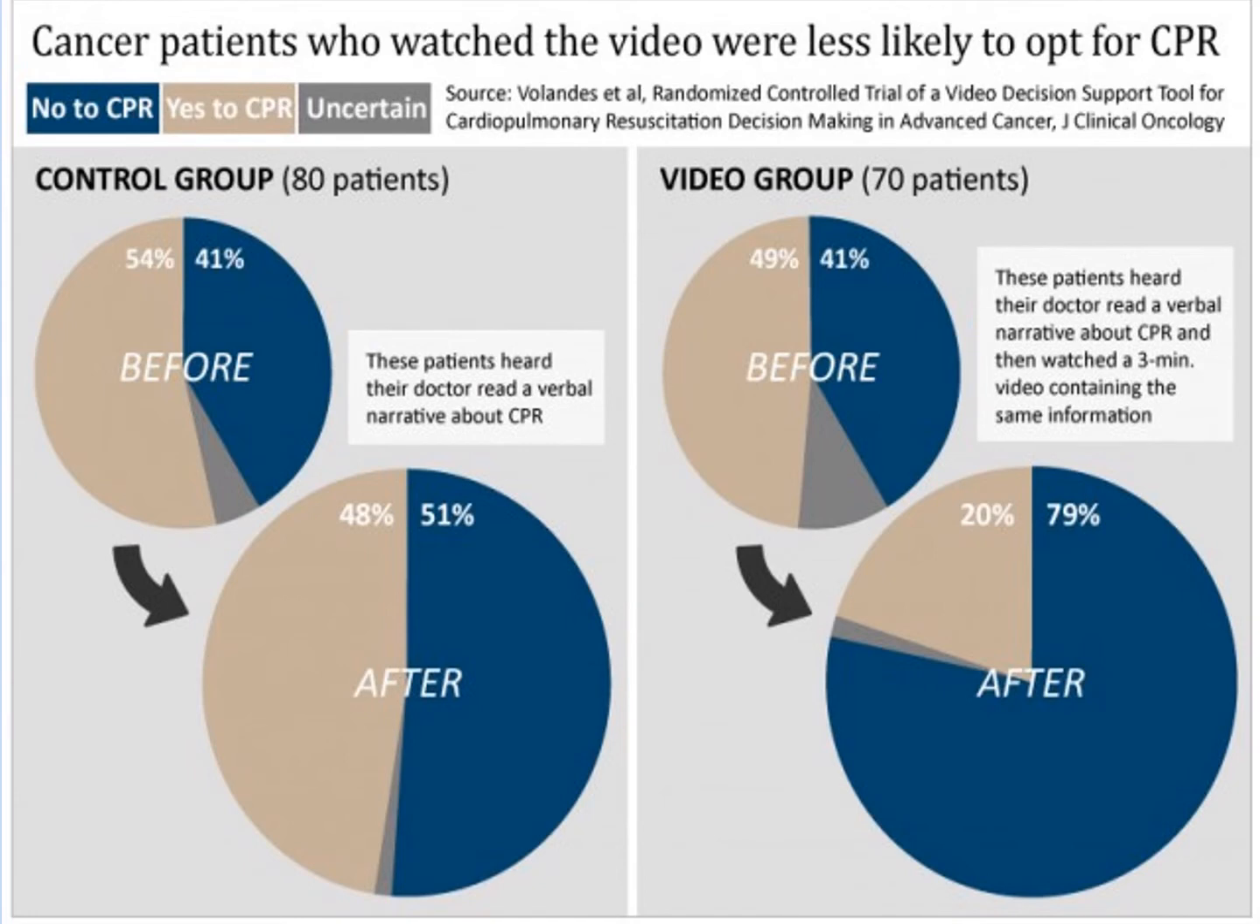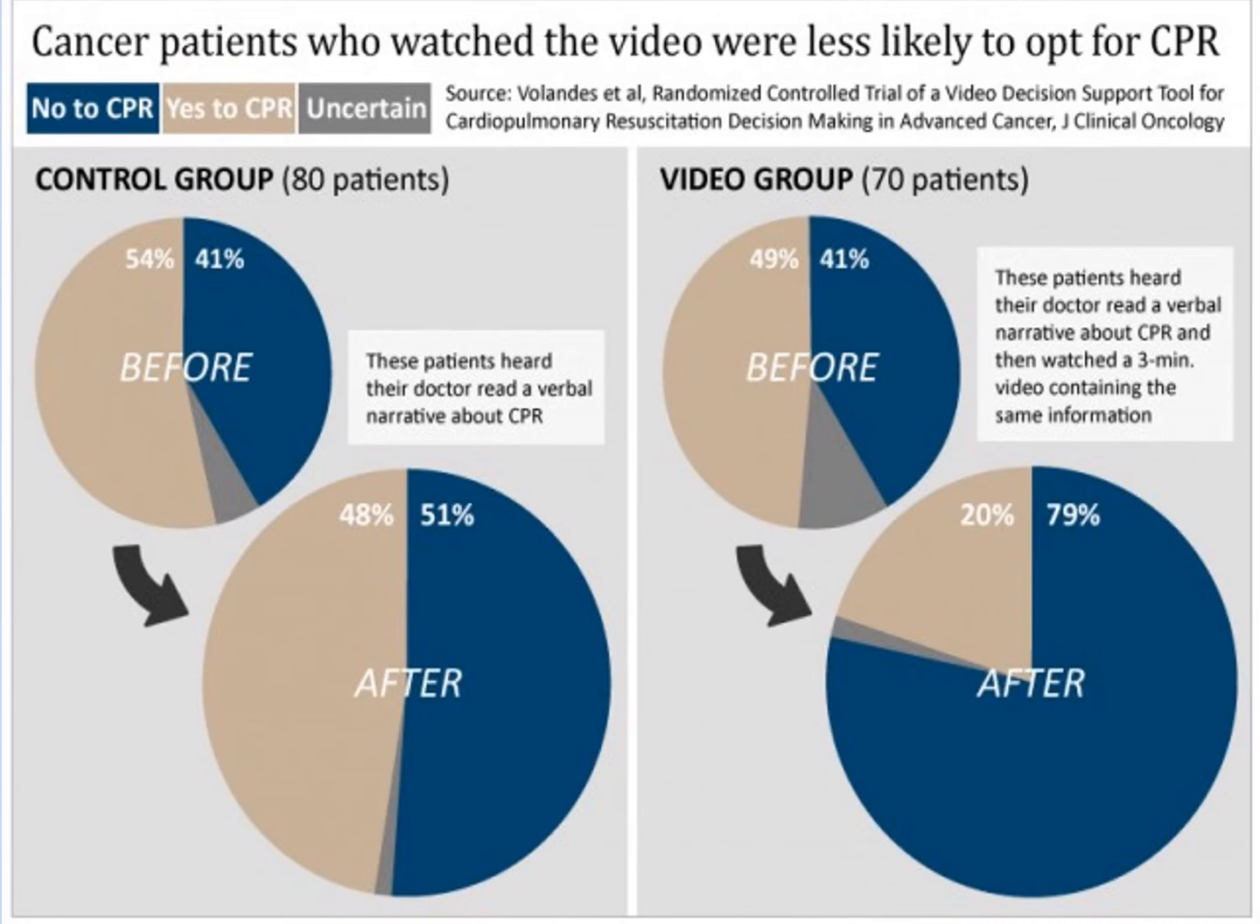In a control group where patients just heard their doctor read a verbal narrative about CPR, right? We're going to, maybe shock you, maybe do chest compressions, and they just described what CPR was and what benefit it might offer. About 50% of patients consented to a DNR order. But the patients who not only heard their doctor read a verbal narrative about CPR, but also watched a 3-minute video, which for our purposes we'll call the decision aid, the consent rate went from 50% to 80%, right?